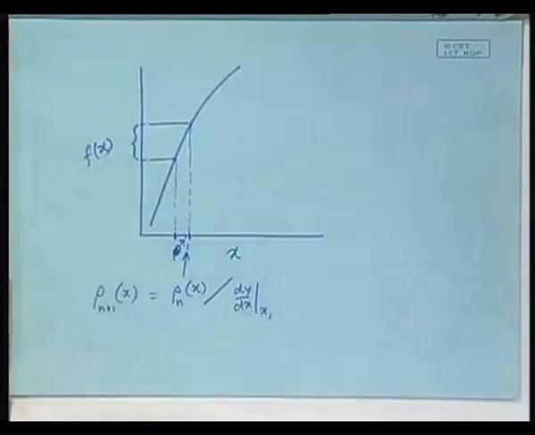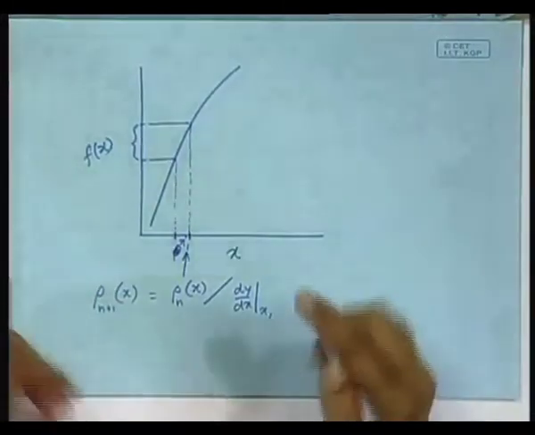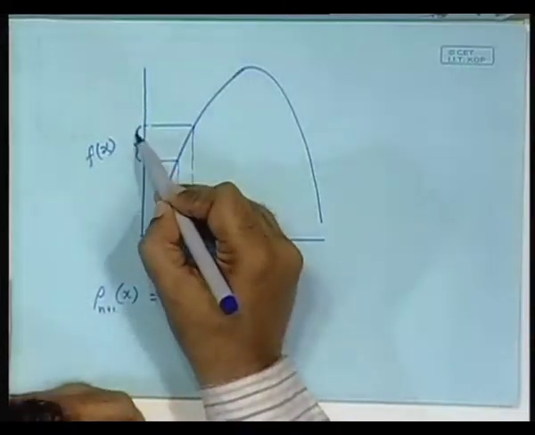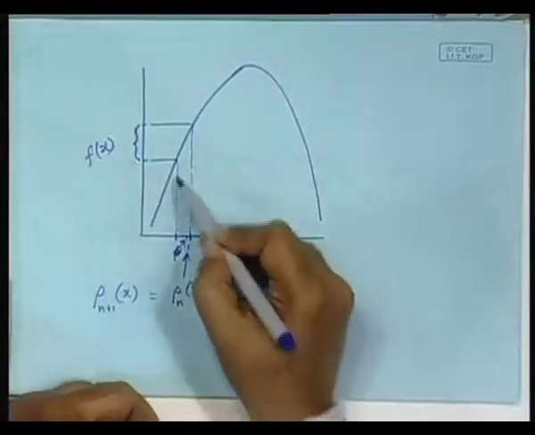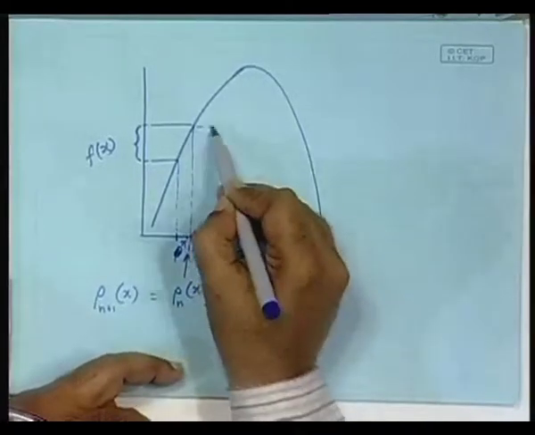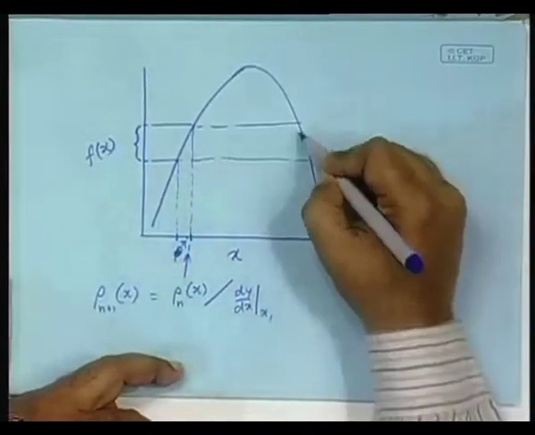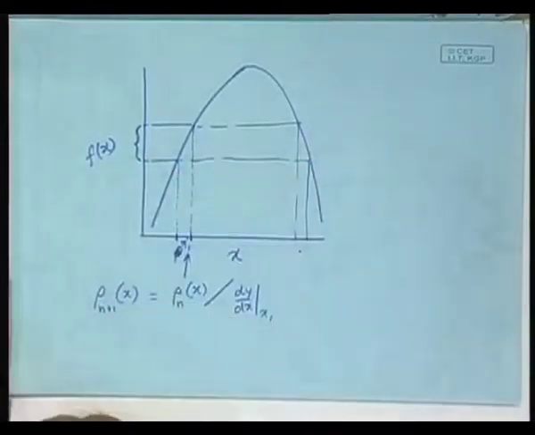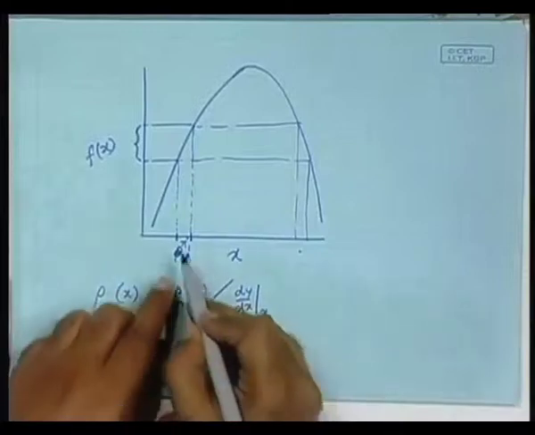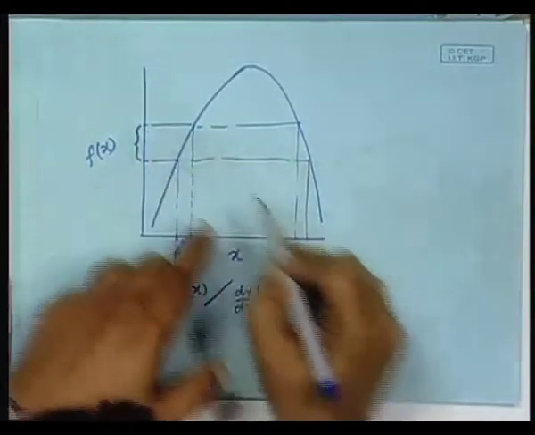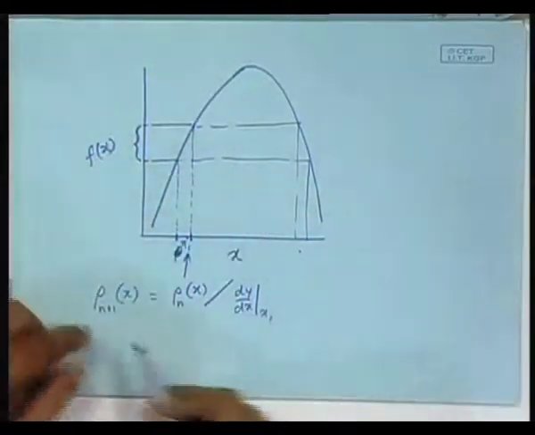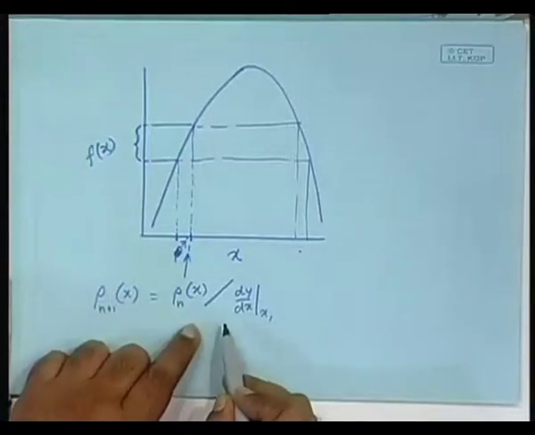Well, now this is not the whole story. Why? Because suppose the map is like this, then the density in this part comes not only from here, but also from here, because this part also maps to the same part, right? So here it goes to this range, from here also it goes to this range. Since it does so, ultimately when you have to write it, you will have to write it as a summation.